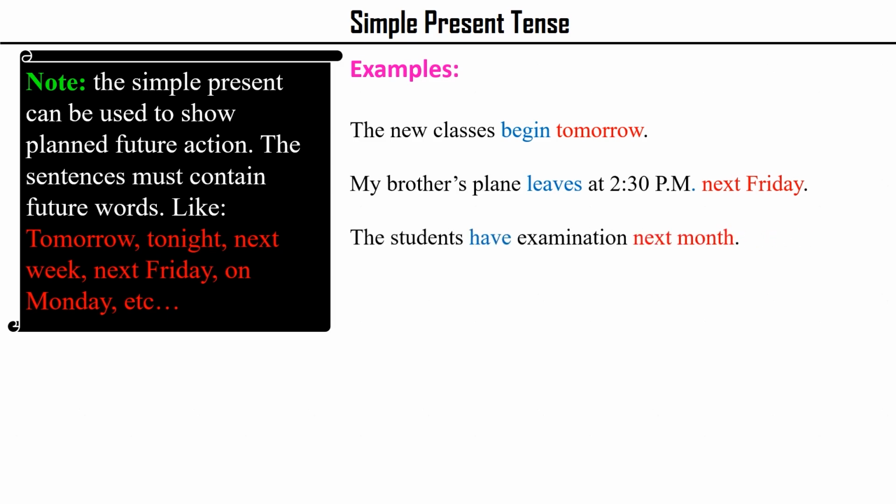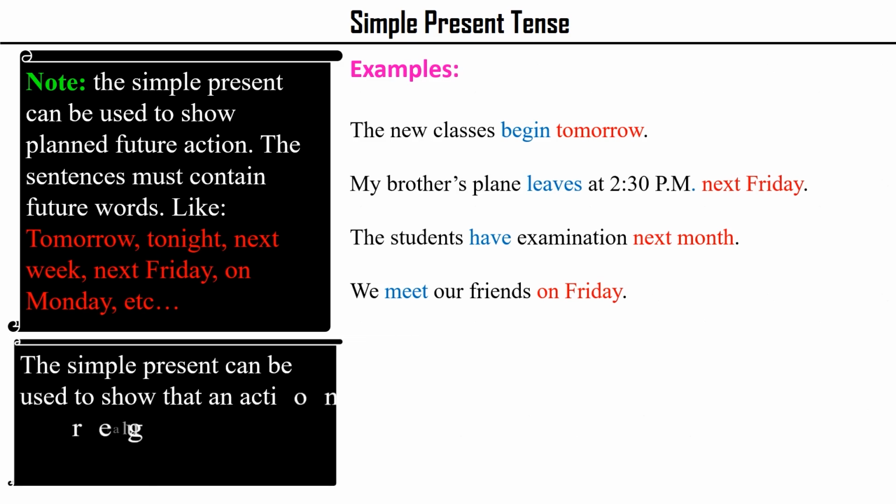The students have examination next month. Here, next month is a future time expression, and have is the simple present tense which shows planned future action. Or we meet our friends on Friday. Today is Monday. On Friday is a future time expression, and meet is the simple present tense.